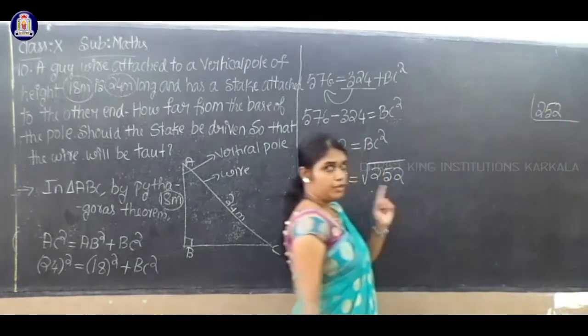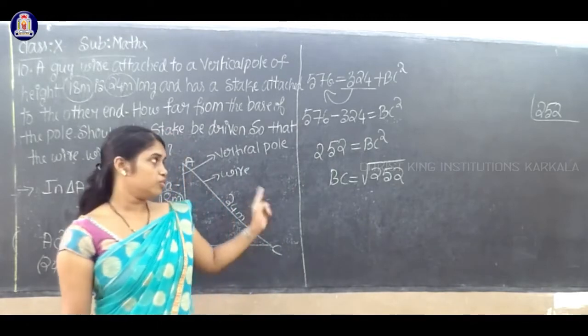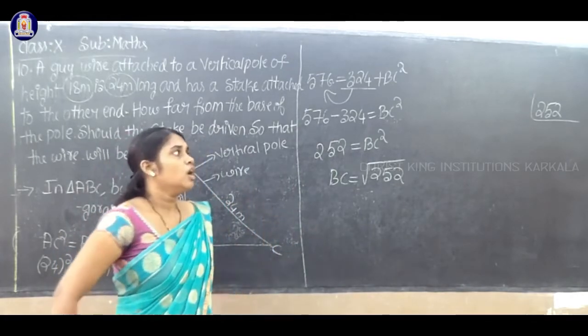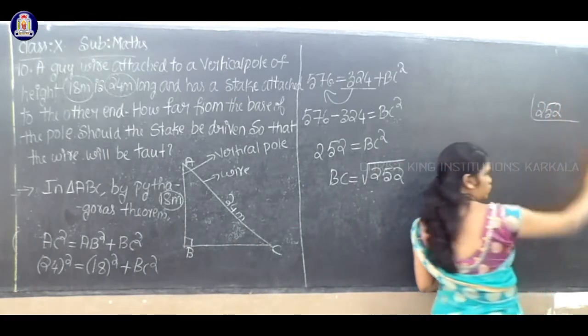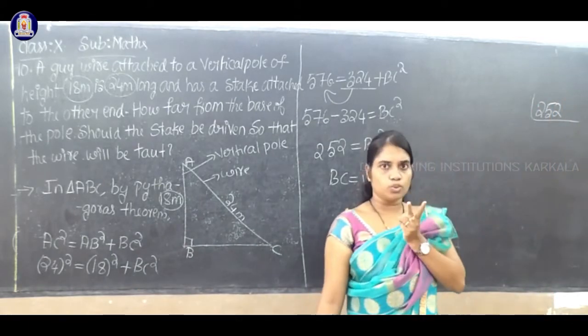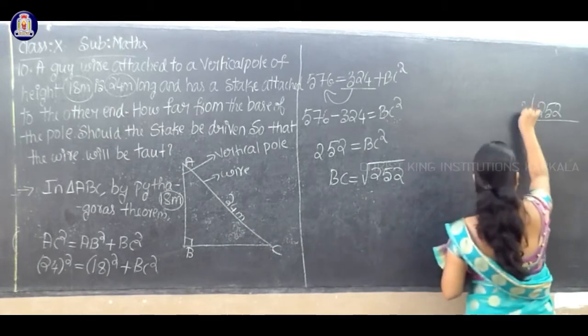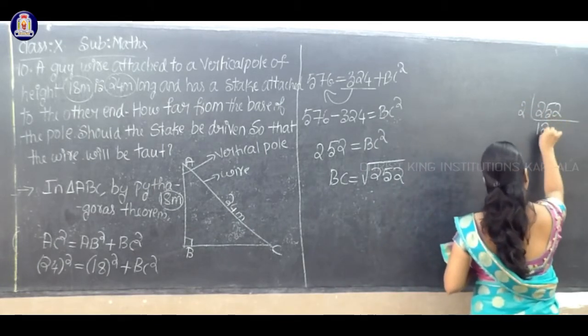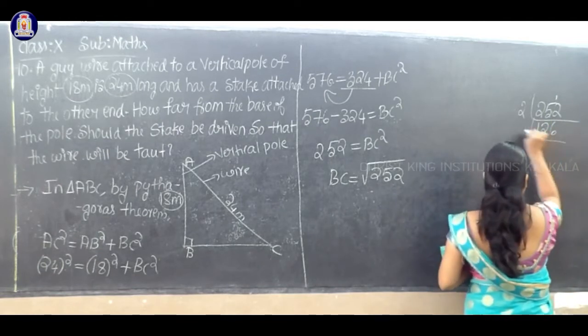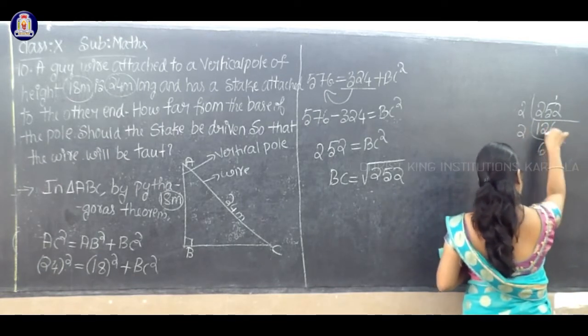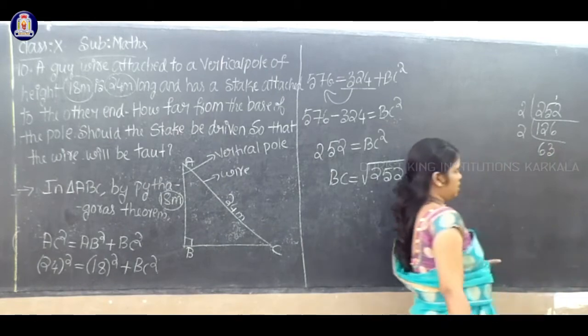Obviously 252 is not a perfect square. First, 252 is divisible by 2, isn't it? So I'll do 2 ones are 2, 2 twos are 4, 1 carrying 6. Again, 2 sixes are 12, 2 threes are 6, isn't it?